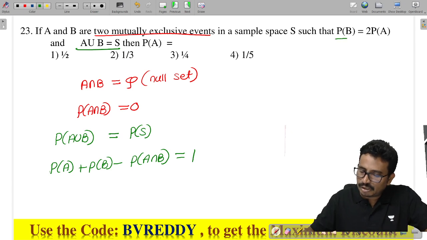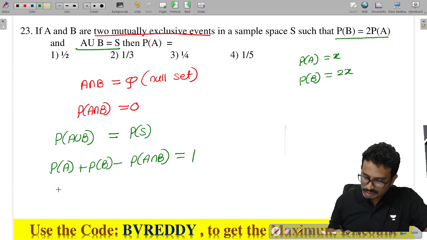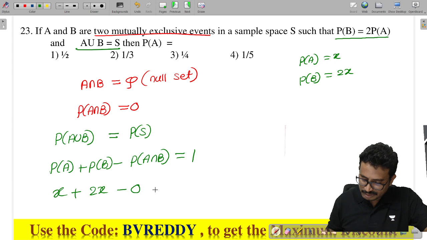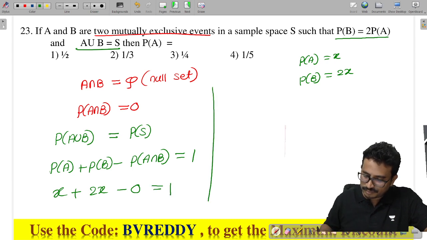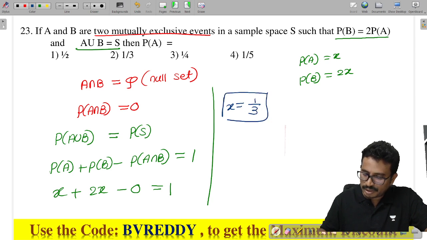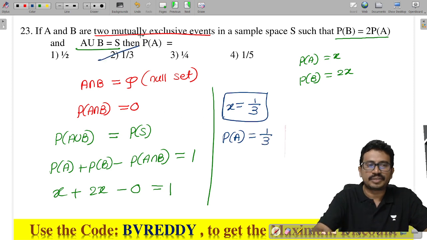They have given that P of B is equal to 2 times P of A. If I call P of A as X, then what is P of B? Tell me now, 2X. So P of A is X, P of B is 2X, intersection is 0, which is equal to 1. Right, so that means X is equal to what? 1 by 3. X is nothing but P of A. They are asking to find P of A only, no? So the answer is 1 by 3.